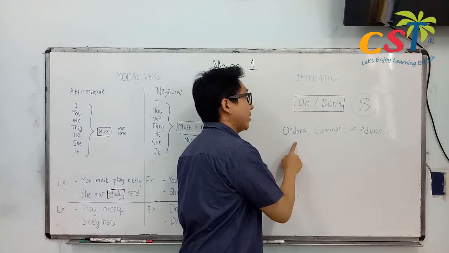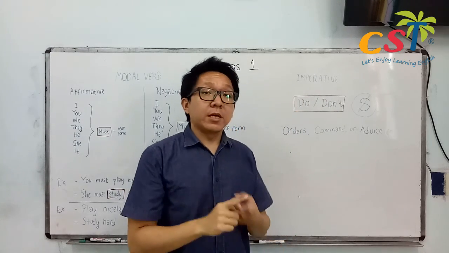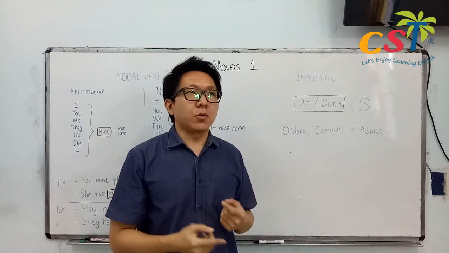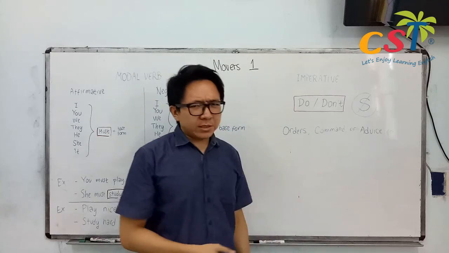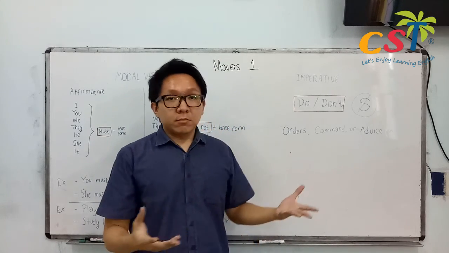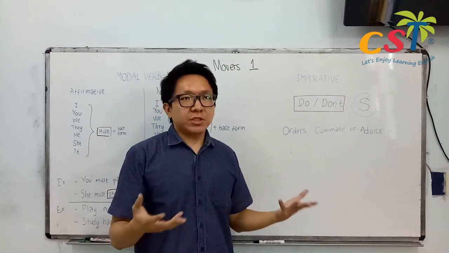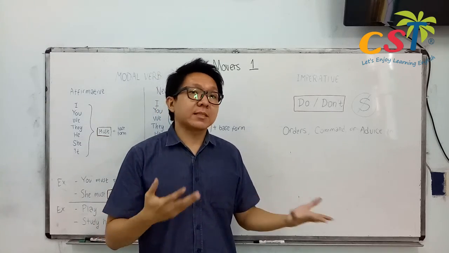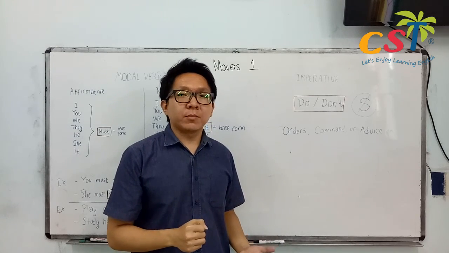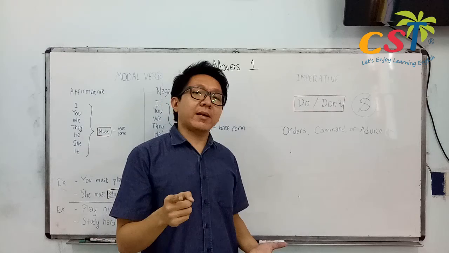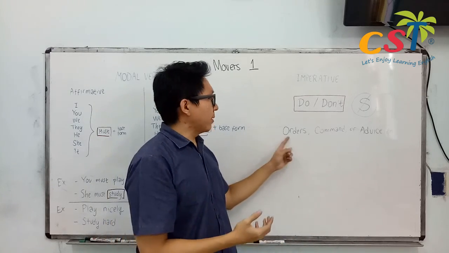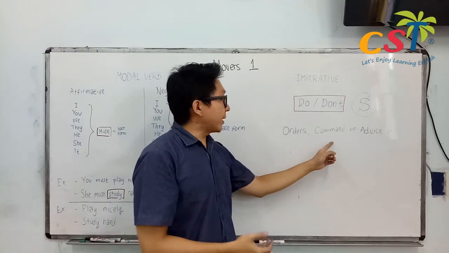So other than that, this is how we implement the imperative in some orders. Example of orders when you're inside a class and then your teacher said something to you. For example, your teacher said, hey, don't play your phone in the classroom. You see? She or he didn't say your name. Instead, they just said, don't. Don't play phone in the classroom. They didn't say, you don't play phone in the classroom. Instead, the teacher said, don't play phone in the classroom. That's the example of orders.